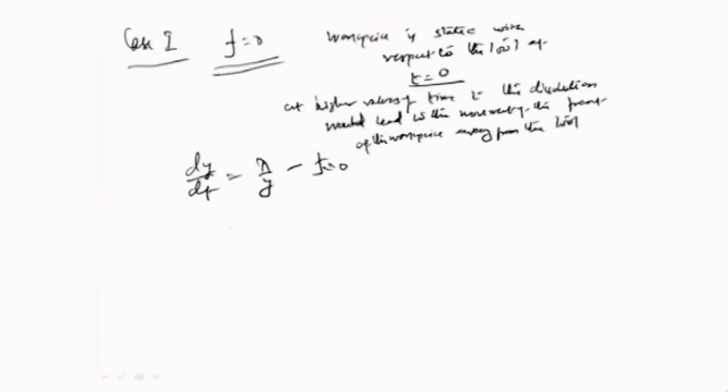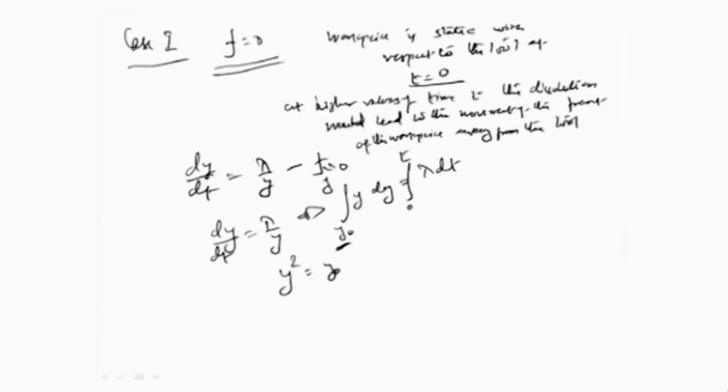So, f is 0 here, or y dy becomes equal to lambda dt. Assuming that the gap was y0 to begin with, and it goes to some value y, corresponding to time instances 0 to some value t. So, y square becomes equal to y0 square plus twice lambda t.